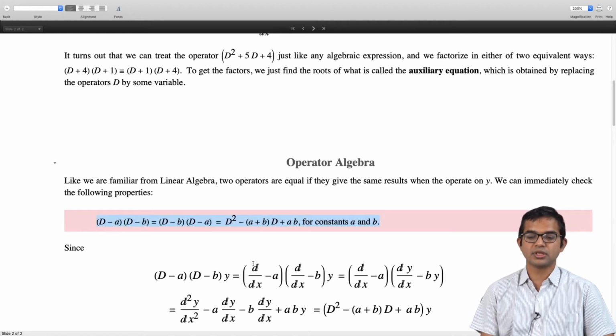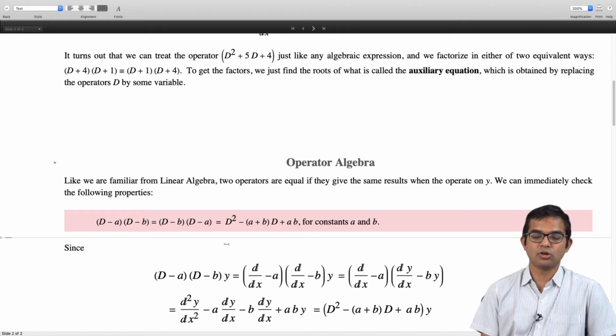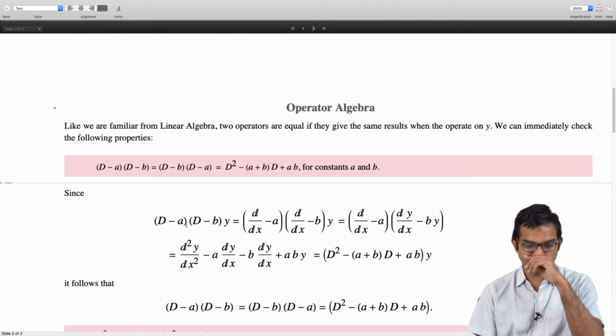The key point, which I should emphasize once again, is that this works out because both a and b are constants. If they had been operators, then such a simple commutation may not hold, as we will see. So therefore we have managed to show that this property holds.